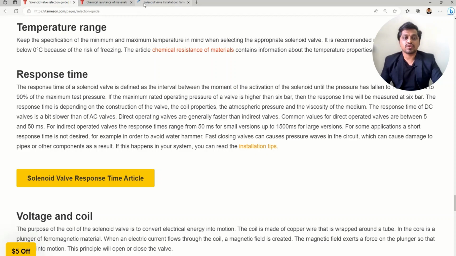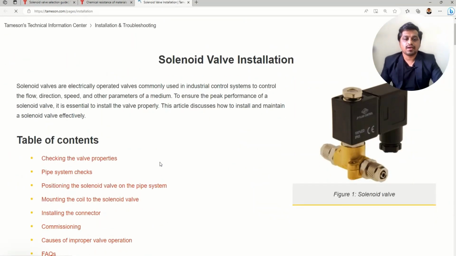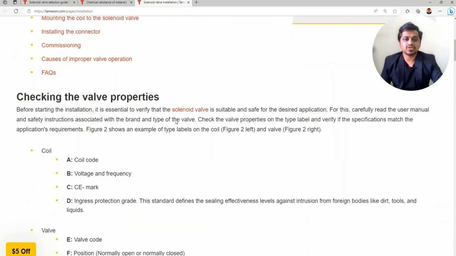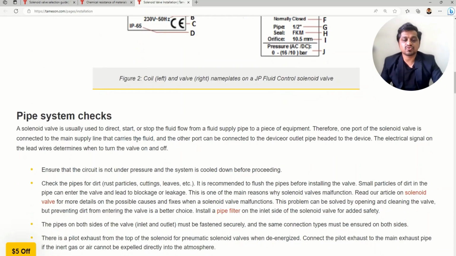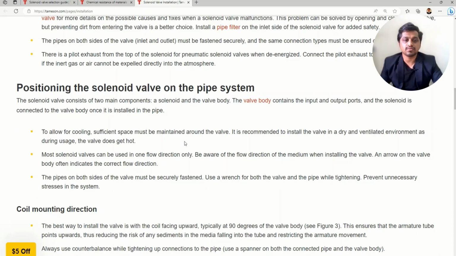Then there are some installation tips of the valve. You can just check out. Those are just installation tips, how the valve should be installed, vertical, what should be the direction of the coil, and all those things, right? So this is important for the installation of the valve.